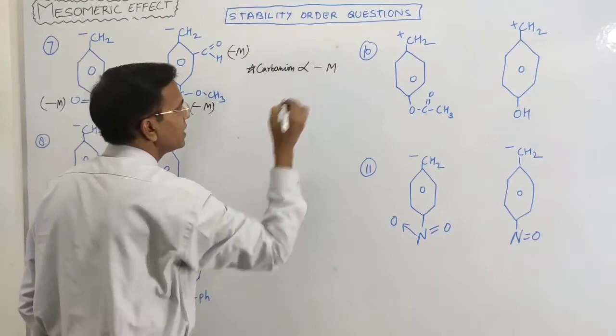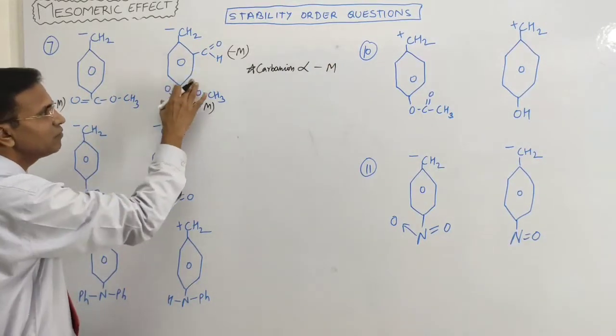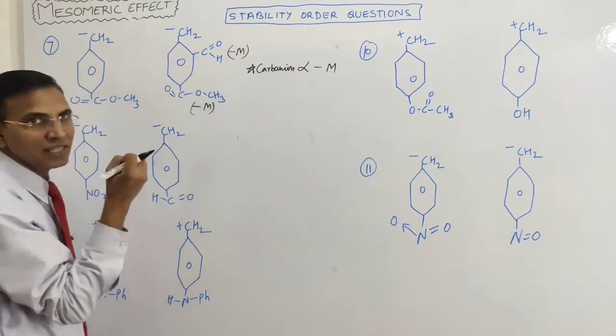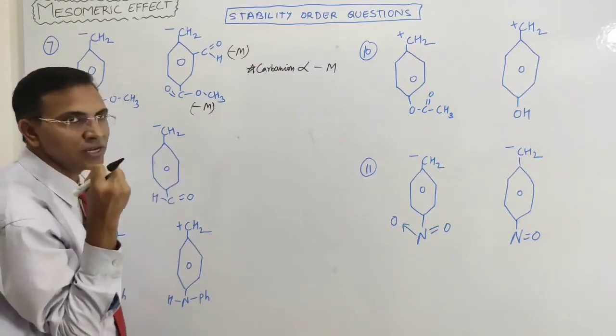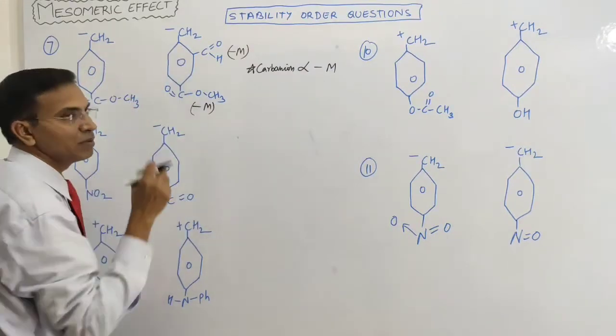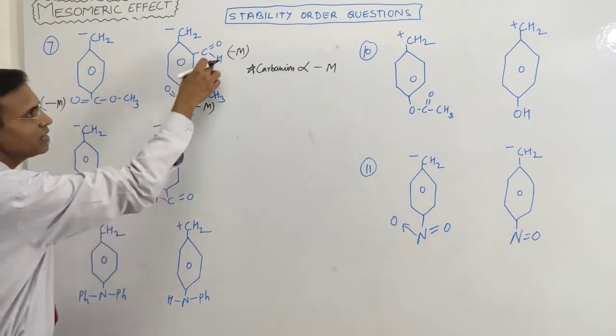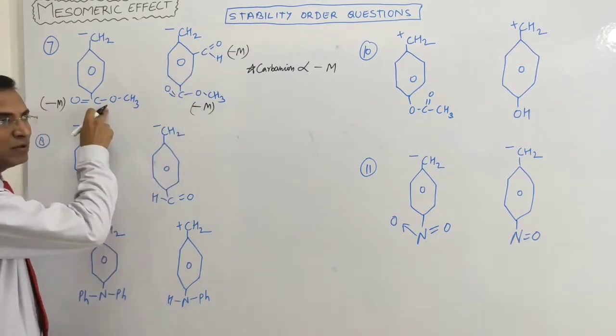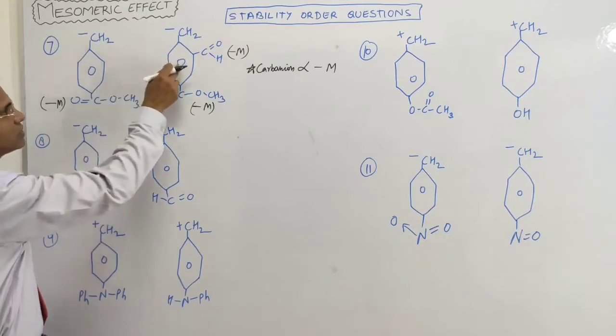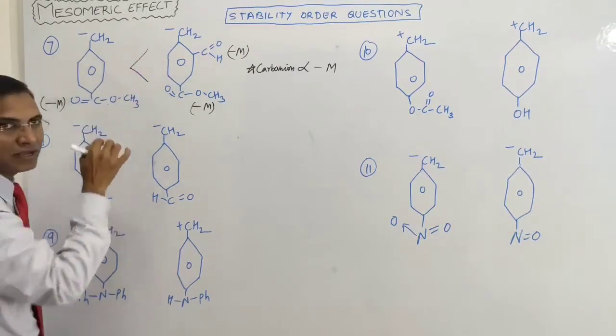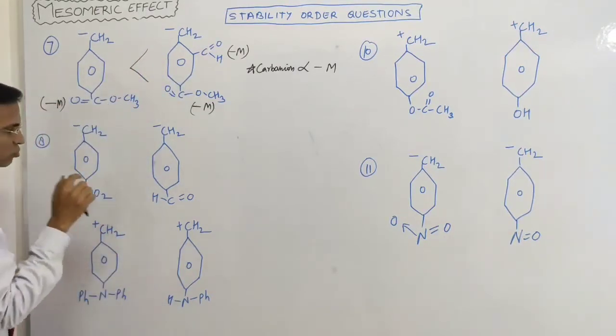stability is directly proportional to the minus M effect, because minus M effect groups decrease the electron density, withdraw the electron density, and make the carbanion more stable, right? So here are two minus M effect groups, and here one minus M effect group. So this is more stable than the first one. Now come to the next question.